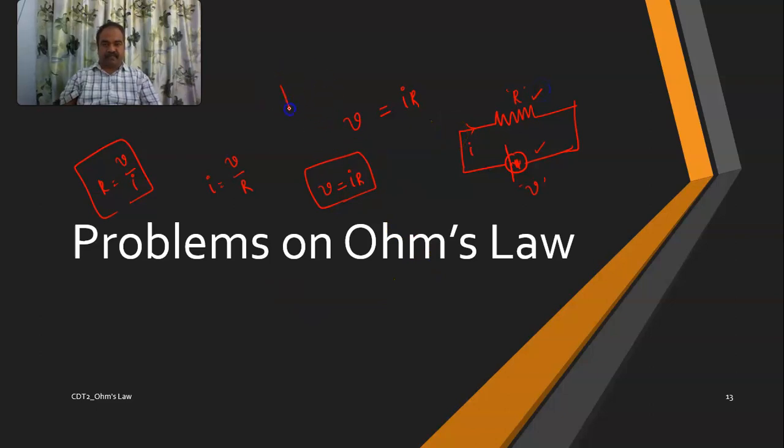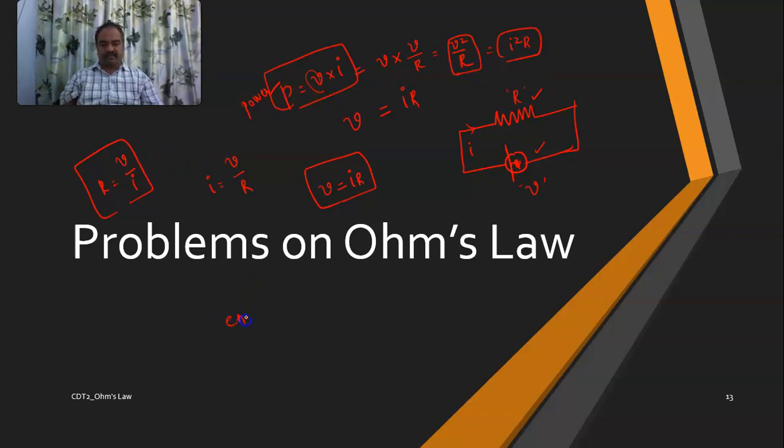And what is P? P is equal to voltage into I. P is nothing but power, right? Power is equal to voltage into I. Again I can write it as V by R, so what I can write is V square by R. Or if I replace V with IR, it can also be written as I square into R. So any of these can be used for determining the power.